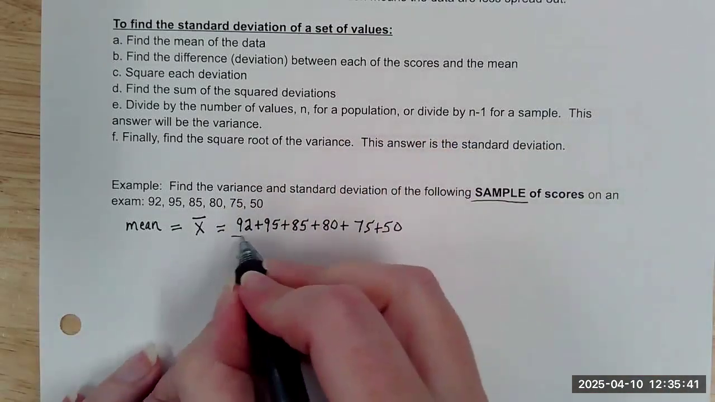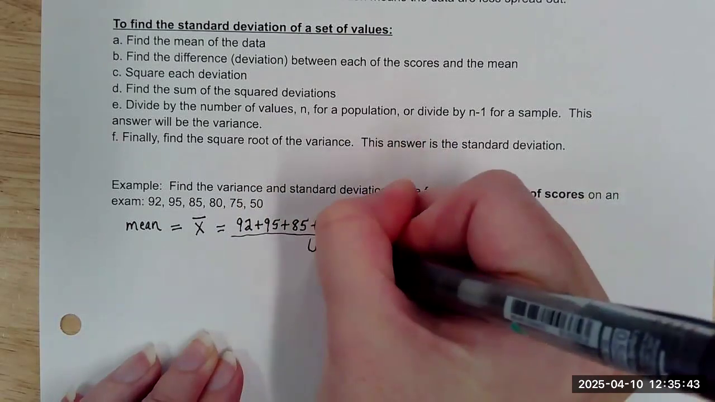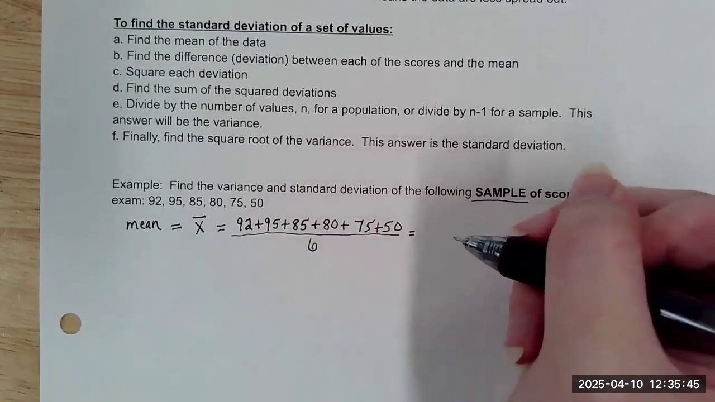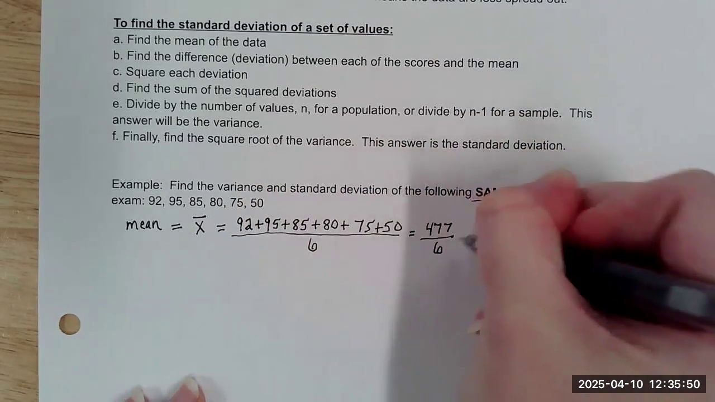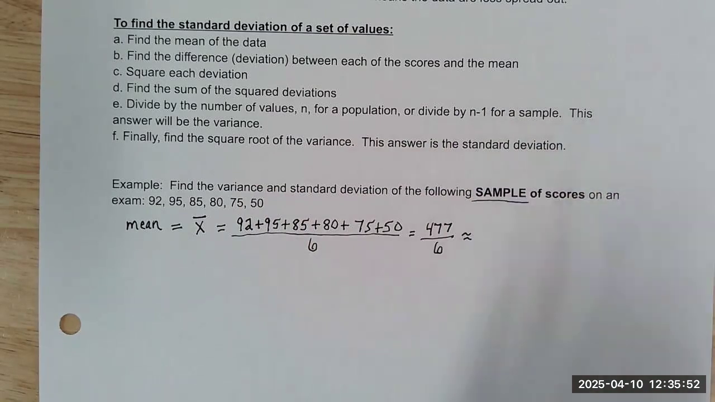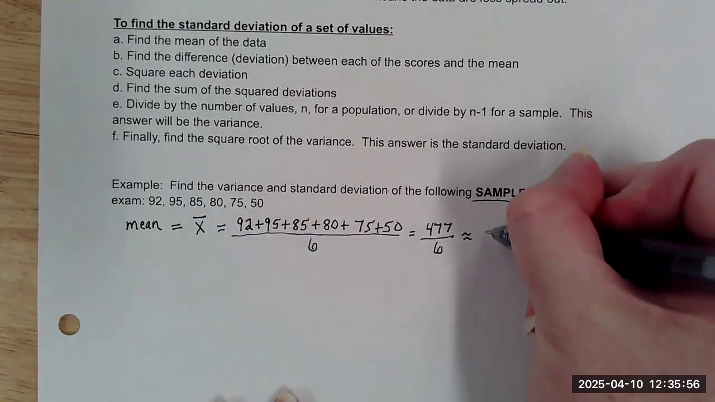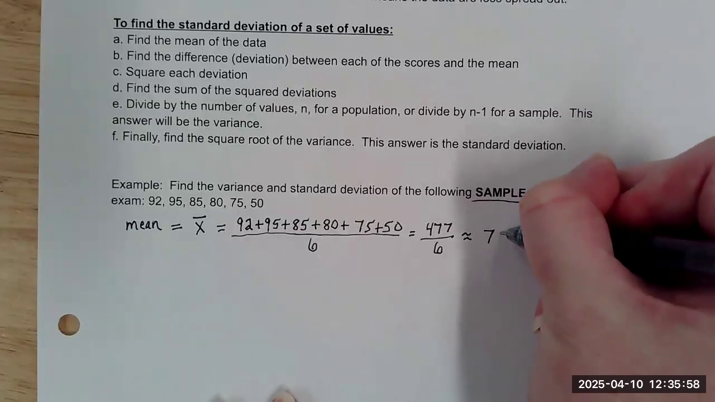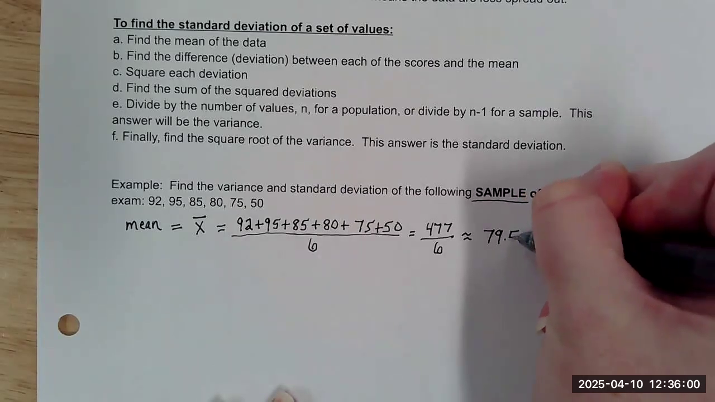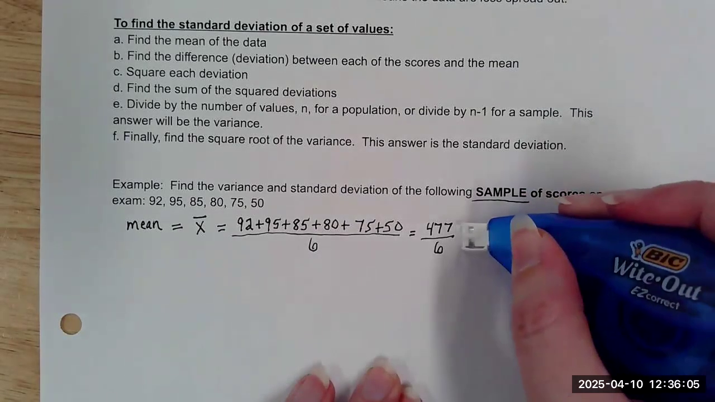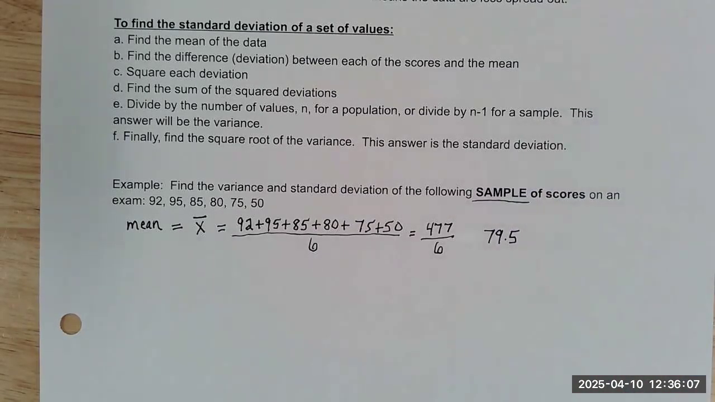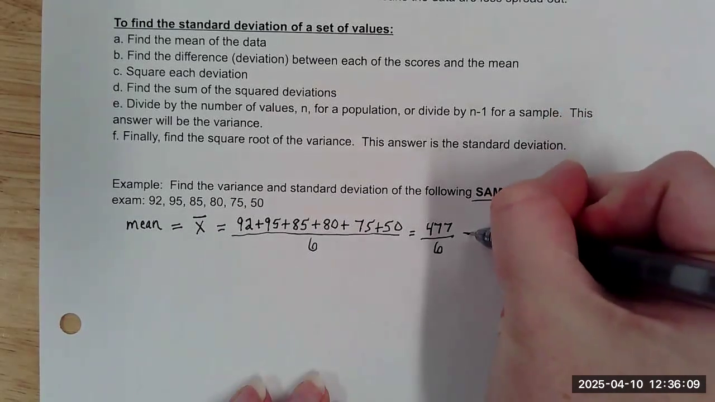And then we divided by how many we had. So we have 477 in the top, we have 6 in the bottom. And that's going to come out to be exactly 79.5. I'll get rid of my squiggle marks because it actually isn't approximately. I just thought it would be approximate, but it's actually equal to.